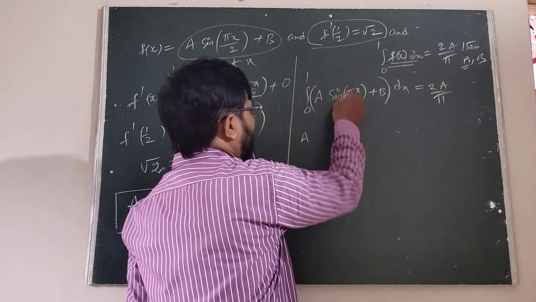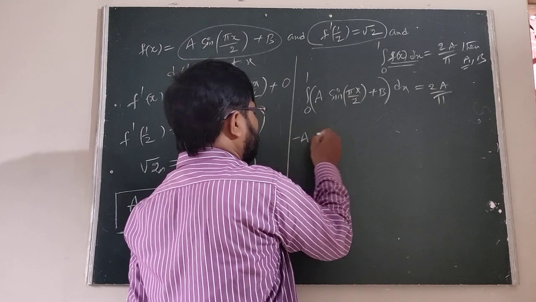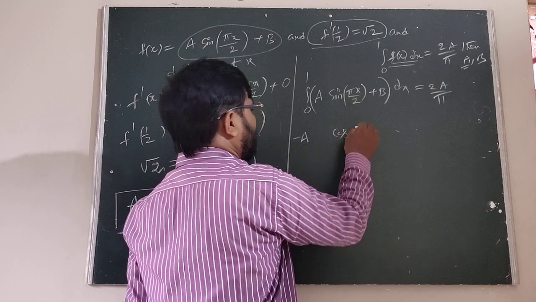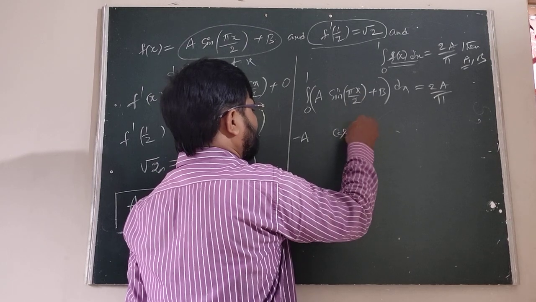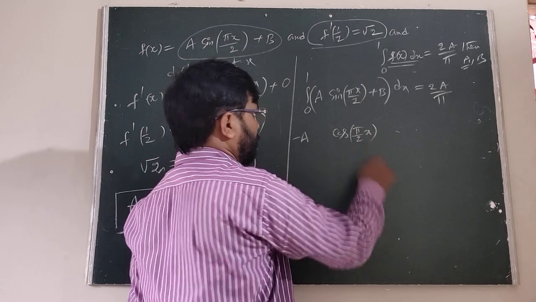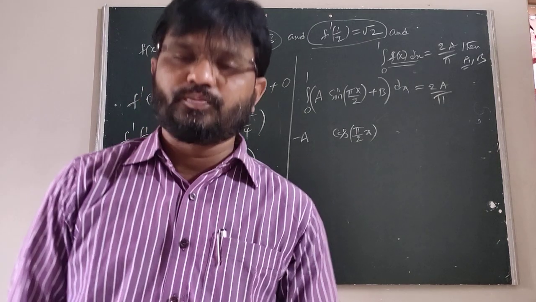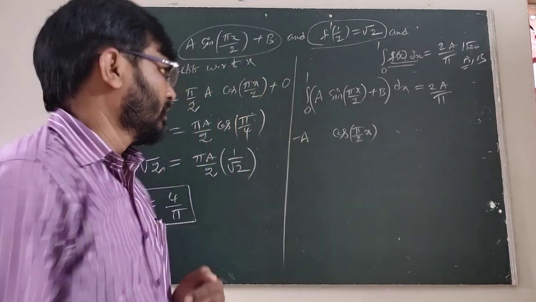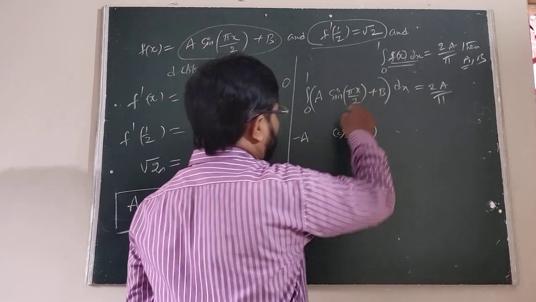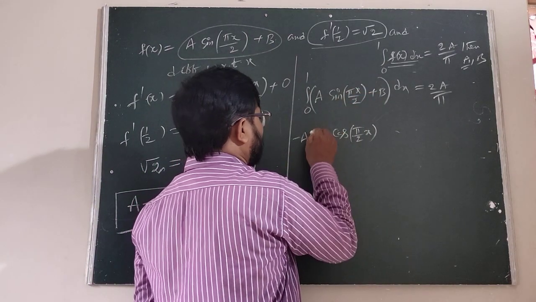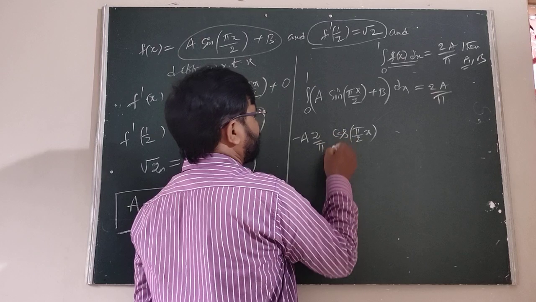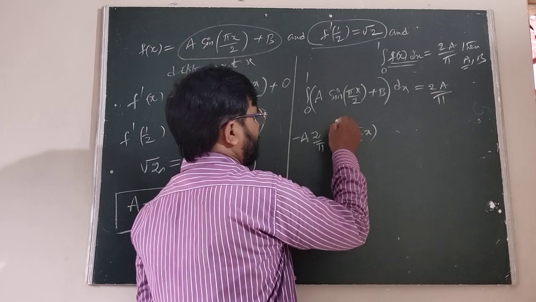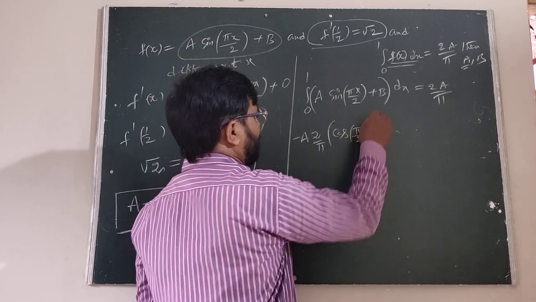The integral of sine is minus of cos of pi by 2 x upon pi by 2. The integral of sine of ax plus b is minus cos of ax plus b into 1 by a. Therefore the x coefficient is 1 by pi by 2, which is 2 by pi. The limits here are 0 to 1.